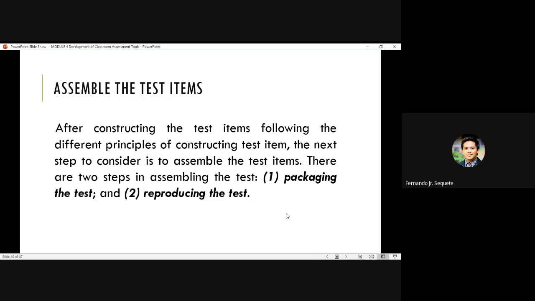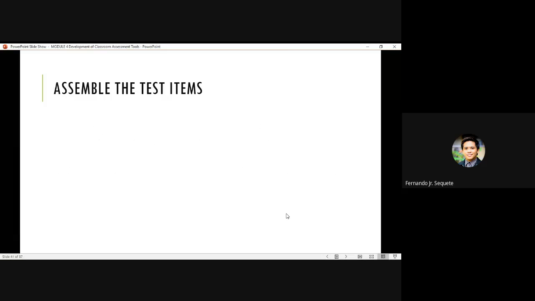Okay. Next, group all test items with similar format. So yung sabi ko. Pangalawa, arrange test items from easy to difficult. That is really the arrangement, no? So you have very easy, and then easier, and then easiest.